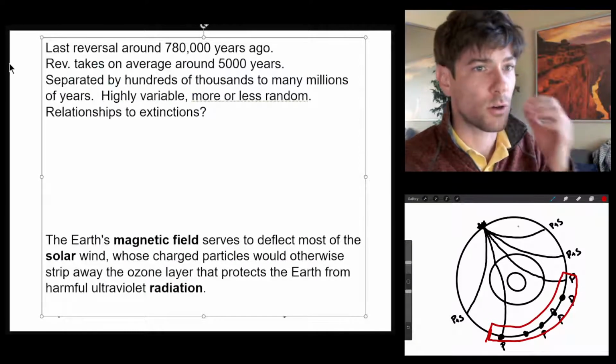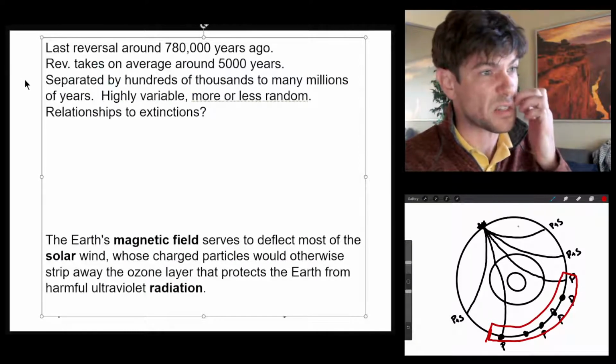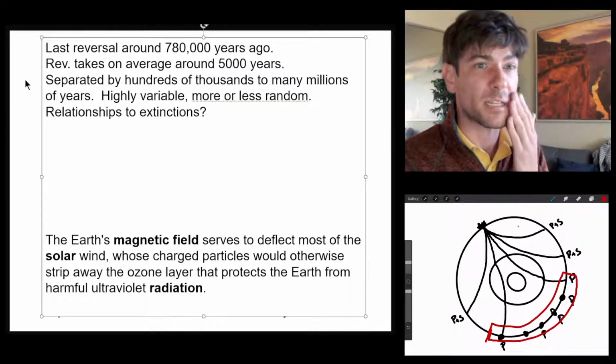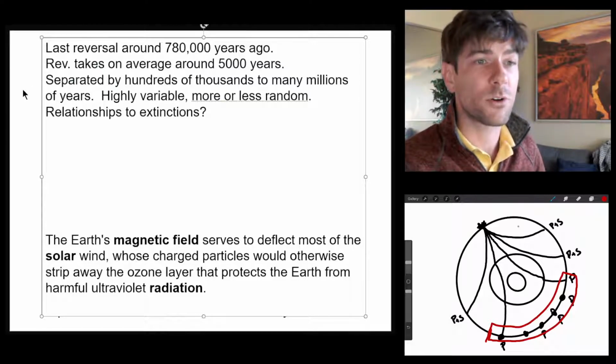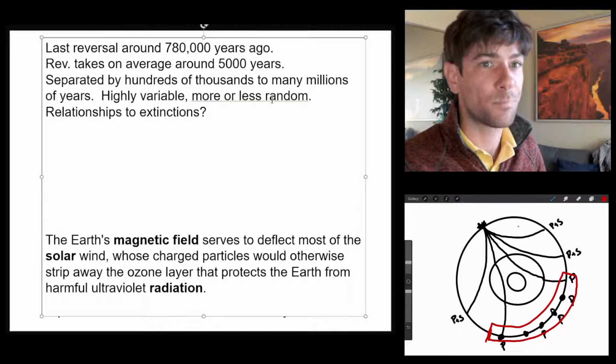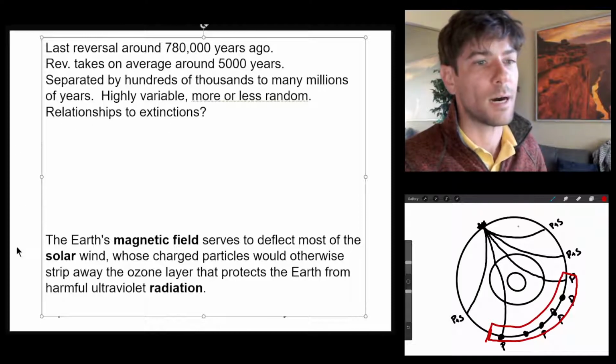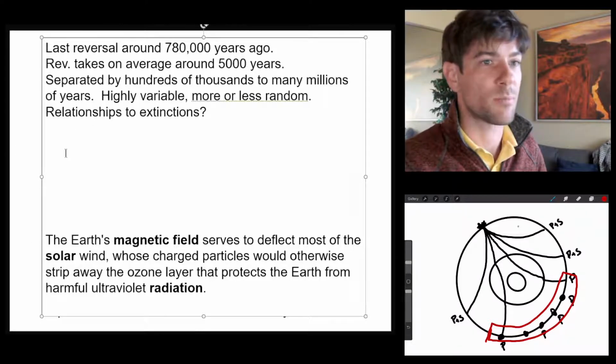So the last reversal was around 780,000 years ago. They take about 5,000 years on average to complete these reversals, and they're separated from one another by hundreds of thousands to millions of years. It's highly variable, more or less random. Perhaps some relationships to extinctions. I'm not so certain that that's really true.